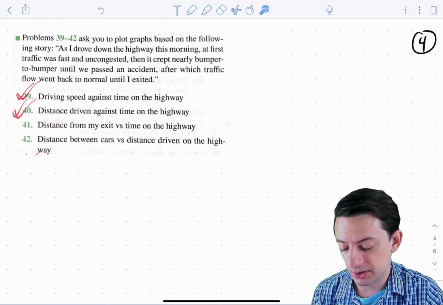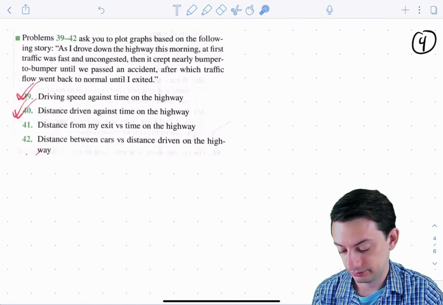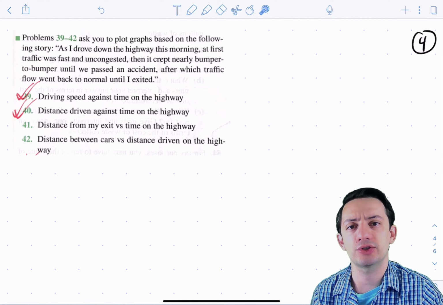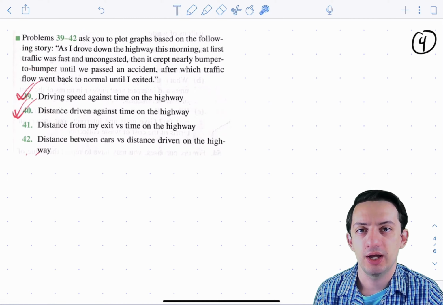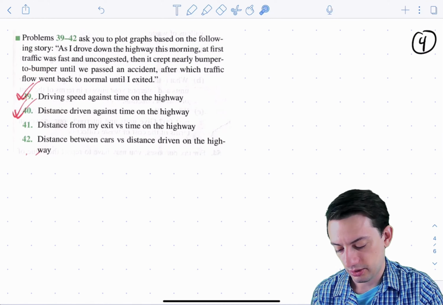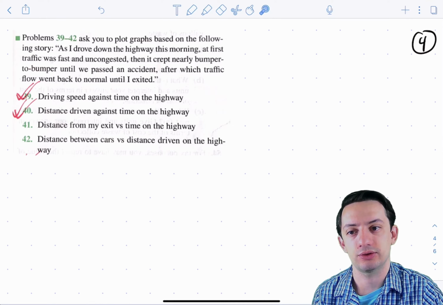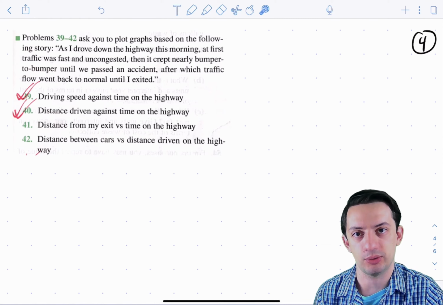As I drove down the highway this morning, at first traffic was fast and uncongested. Then it crept nearly bumper to bumper until we passed an accident, after which flow went back to normal and I exited. So this is giving us a vague story. There's no actual numbers here. And they want us to draw a graph of various different axes. So some variables against other variables.